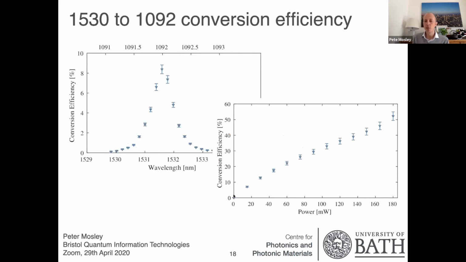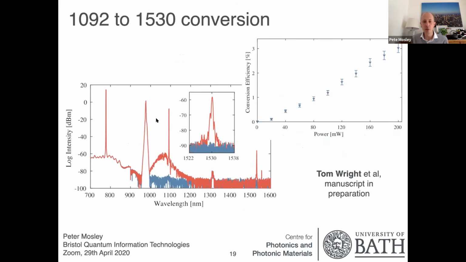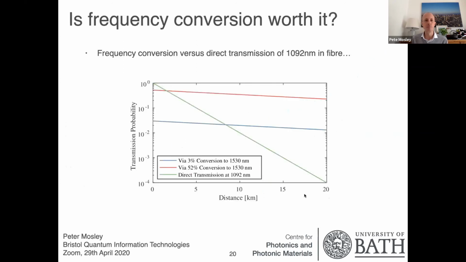In this frequency conversion process, we managed to get efficiencies just in excess of 50%, which is pretty good, over a narrow bandwidth here around 1530 nanometers. And we did the reverse process, going from 1092 to 1550, in the same piece of fiber. And hopefully you'll see this published soon in a high quality journal near you.